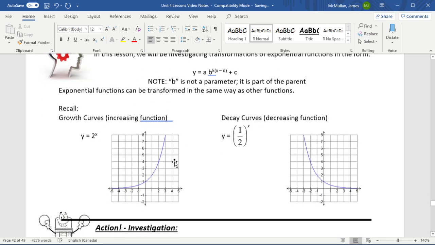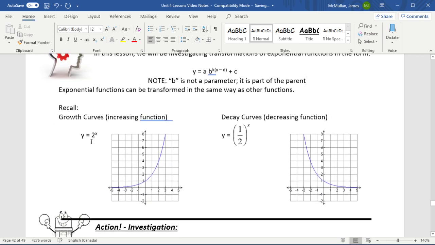All right, so looking at this one, just a little bit of review. If you have a number bigger than 1, where b is, you're going to get exponential growth. If you have a number in between 0 and 1, you're going to get exponential decay. So it'll be dropping over time as opposed to rising. Okay?